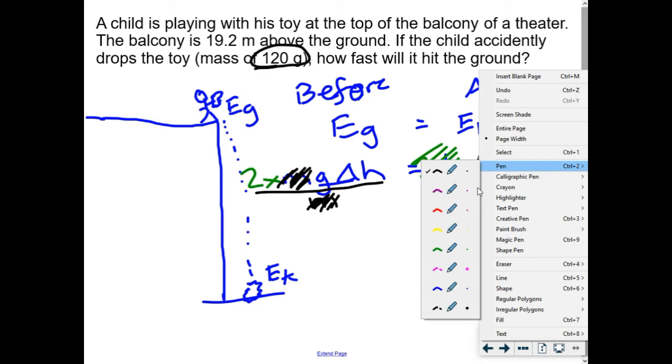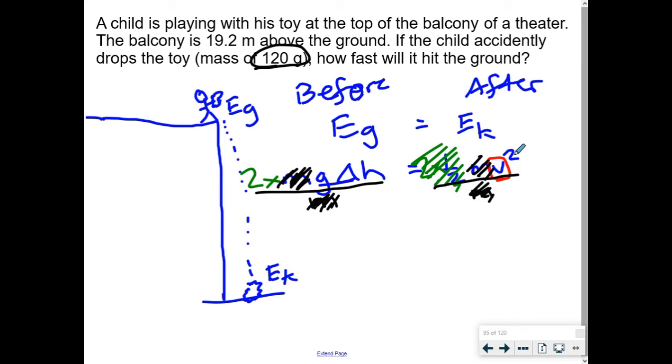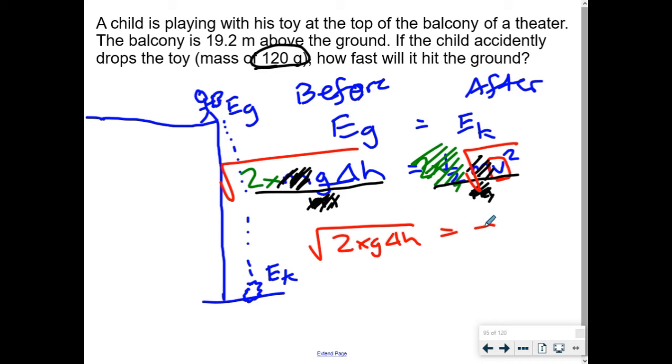Okay. There's one more thing I need to do. I need to get rid of this squared sign right here. And so to do the opposite, square root both sides. Cool. So here's my new formula. The square root of 2 times g times delta h.